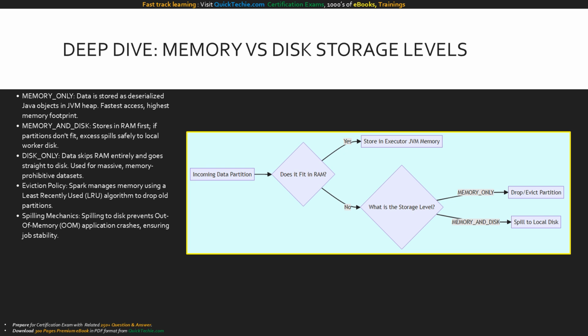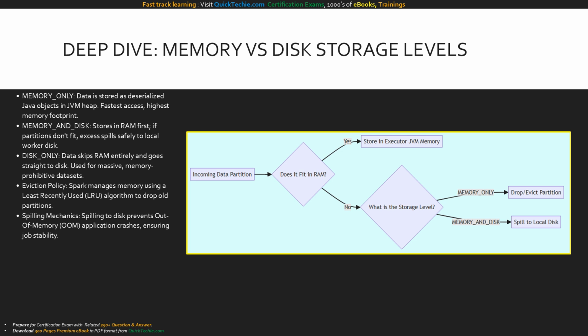Memory and disk is much safer and is the default for modern data frames. If RAM fills up, Spark seamlessly and gracefully spills the excess partitions to the local disk of the worker nodes. Disk only skips the RAM entirely. While that sounds slow, reading from a local SSD is still significantly faster than recomputing a massively complex, multi-stage transformation chain. The LRU eviction policy is a lifesaver. It ensures your executors don't violently crash from out-of-memory errors. Spark acts as a smart traffic cop, gracefully removing the oldest cached partitions to make room for new, active computations.